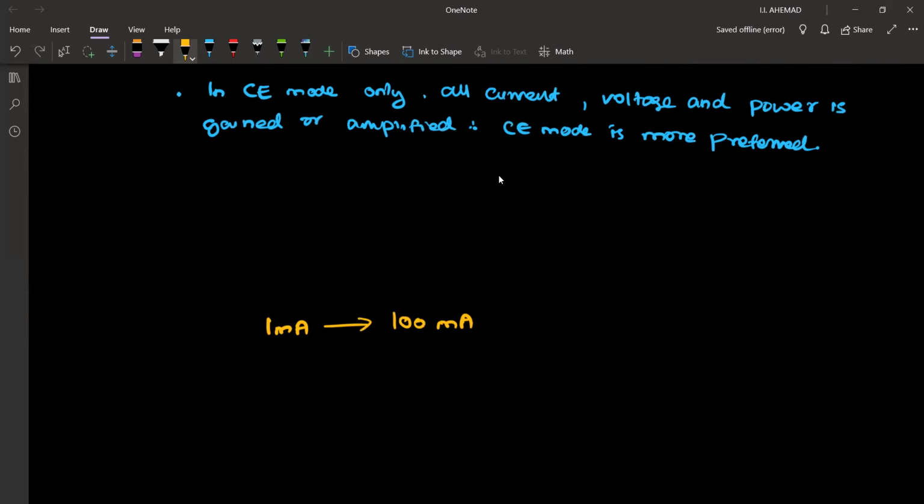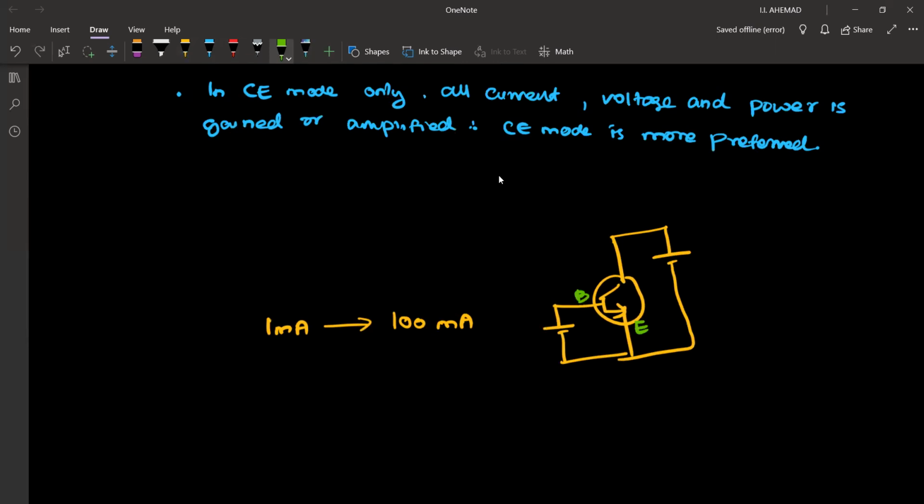The idea is we have two different circuits. For example, we have a circuit for base emitter. Base emitter has one circuit. Collector emitter has one circuit. By sending 1 milliampere of current, we can get 100 milliampere of current out of this battery.